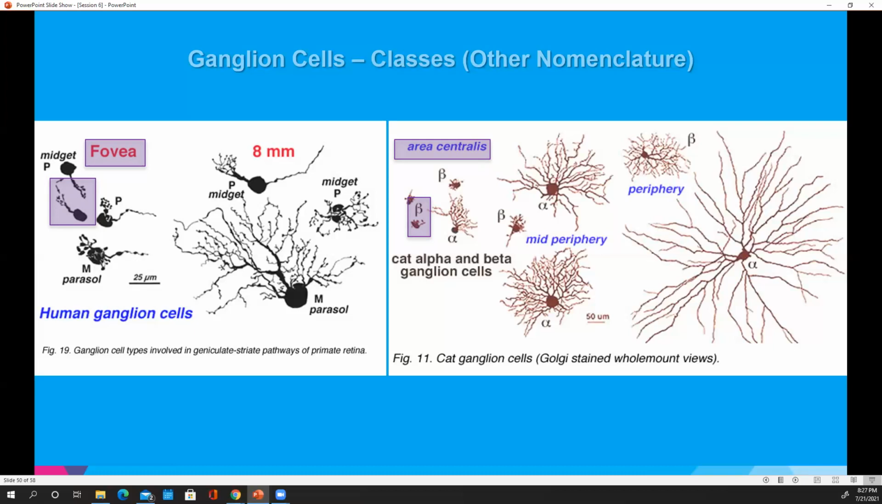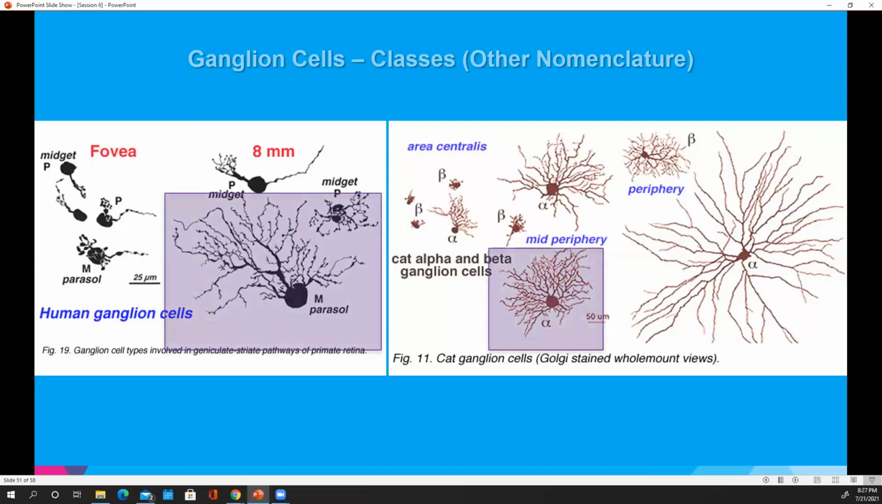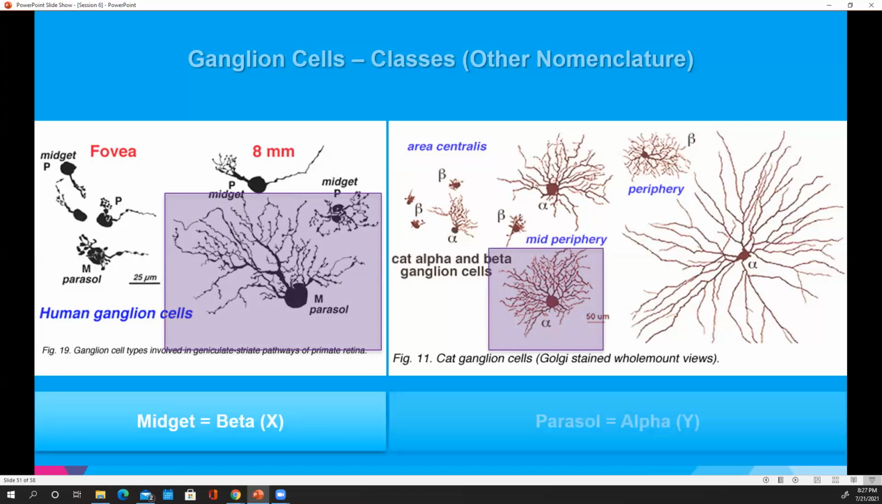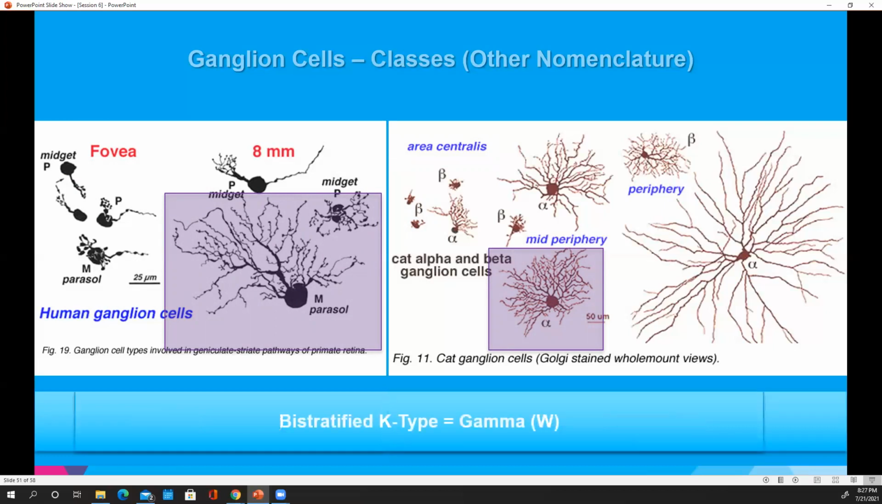Midget P-types are also beta. Why are they beta? Because I'm almost sure this guy was discovered first because he's huge, okay? And that huge one correlates to our parasol cell, which is the M-type. Makes sense? There's your M-type and there's that alpha, okay? So they call it midget, which is your P-type, which is called beta, and another group of people call it X. Your parasol is alpha, another group of people call it Y, and then your bistratified K-type is your gamma, another group of people call it W. I'm just saying they exist, but just remember these two, there's a payoff later.